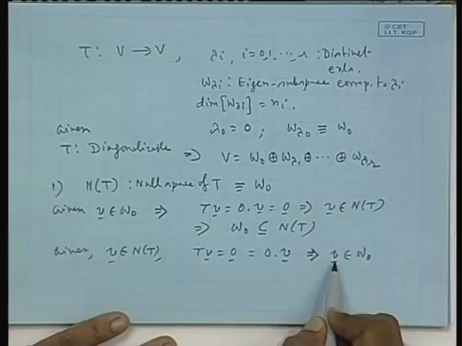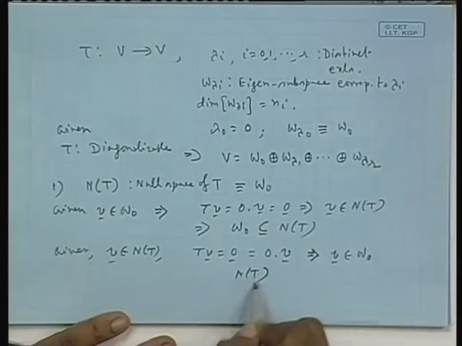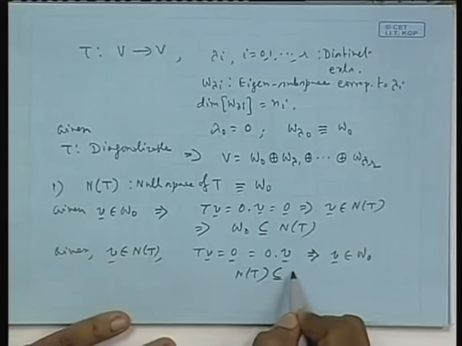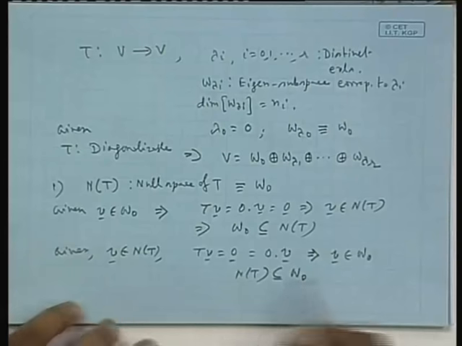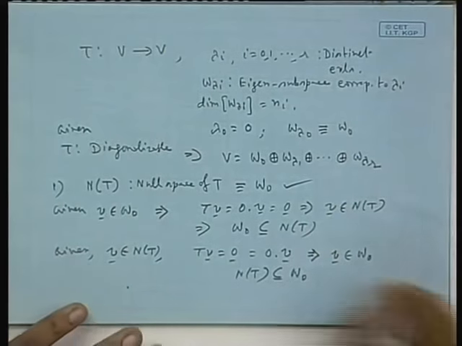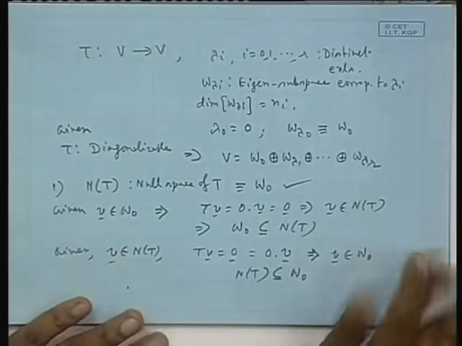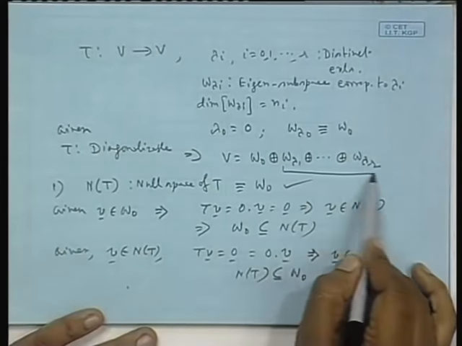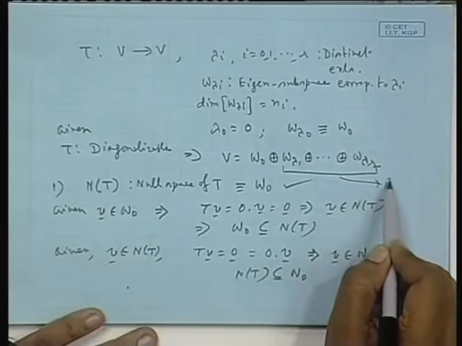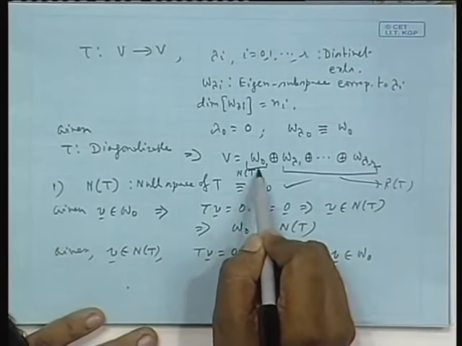That is what I am writing. That means v belongs to W 0. If v is part of N T, v is part of W 0 also. So N T is contained in W 0. This implies this. So W 0 is the null space of that operator T, and now we have to show that the range space is given by this. This is N T, and this is R T.